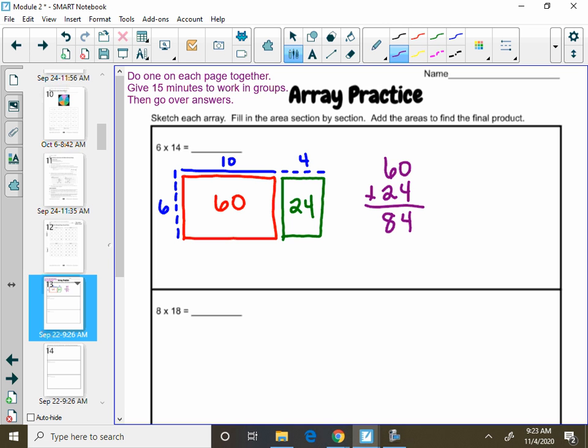For a final answer of 84. So what's 6 times 14? 84. And we figured it out by doing it chunk by chunk or section by section. Give me a thumbs up, sideways, down. How you feeling so far? Good. Let's do another one.